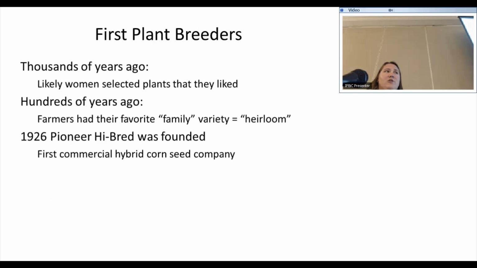And so the first plant breeders on the scene in different eras, thousands of years ago when a lot of the crops were being domesticated, there are stories out there, and I have alternate variants here. It was likely that women were the ones that were selecting the favorable plants.